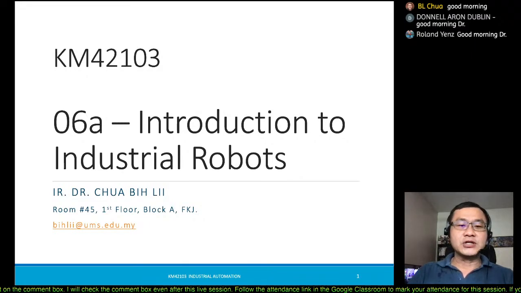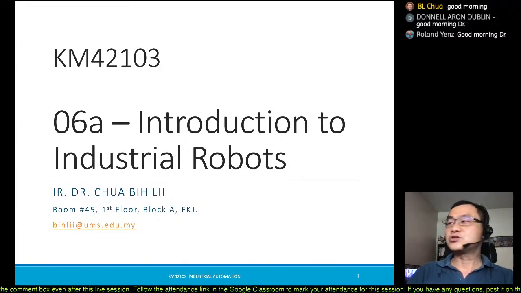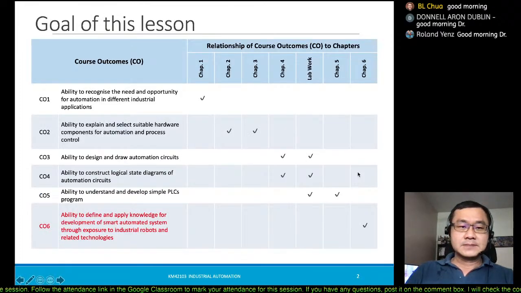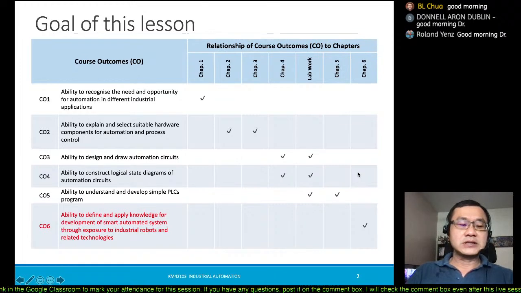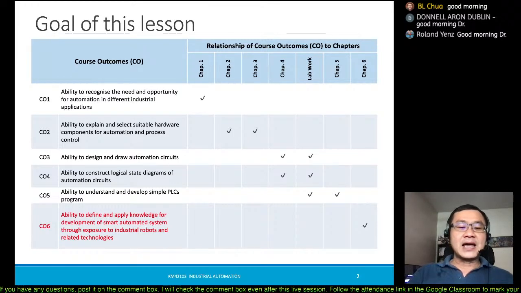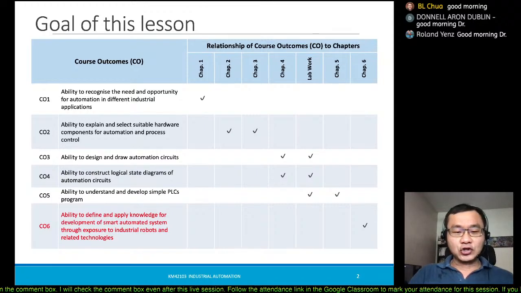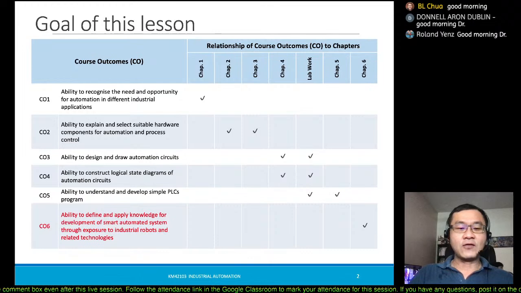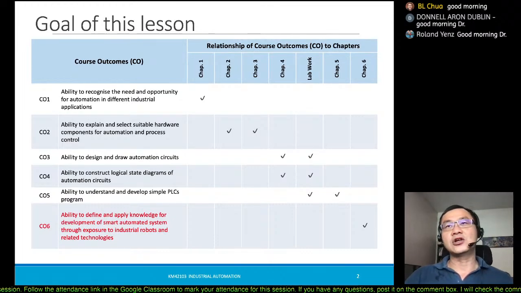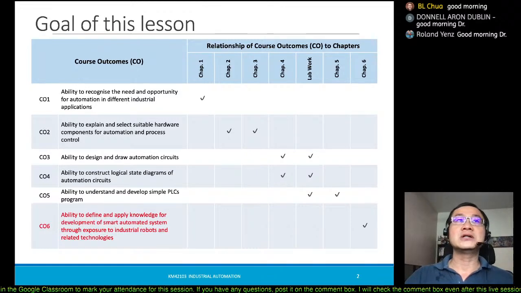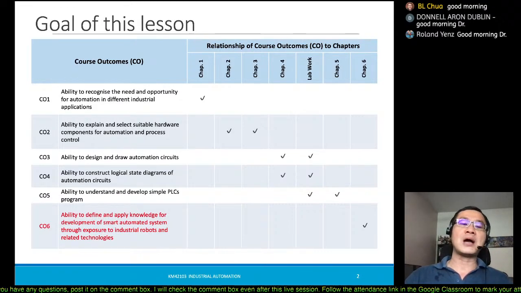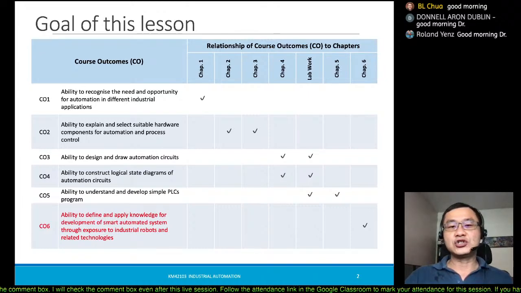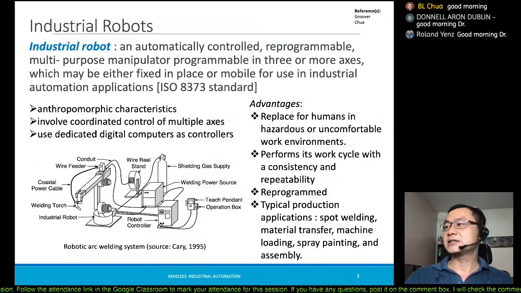KM42103 on industrial automations. So today's topic will be an introduction to industrial robots. As we can see, our last lecture will address course outcome number 6, which is the ability to define and apply knowledge for the development of a start automated system through exposure to industrial automations and related technology. So I believe so far you have gone through different types of automations, so-called technologies, that will build up the foundations on what you should practice or apply in your future work, right?